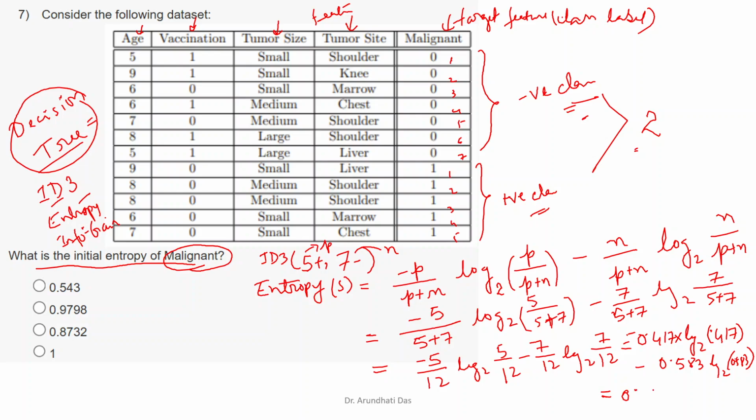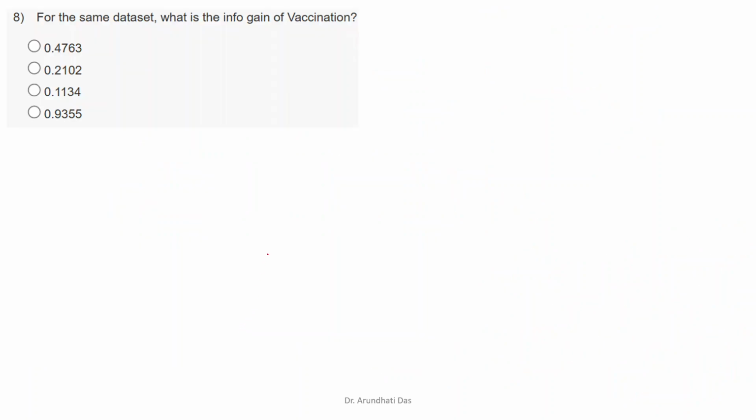Final value only I am giving you 0.9798, okay. So out of all the options, the option number 2 is closer to my values, right? 0.9798, okay, that is the entropy, that is the answer, okay. Then what is the second question?